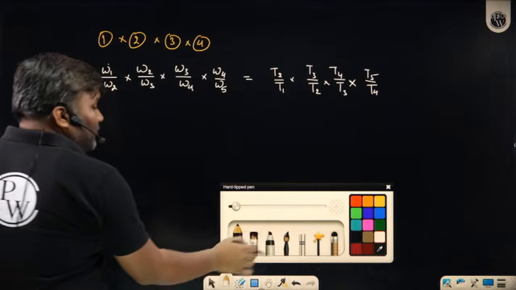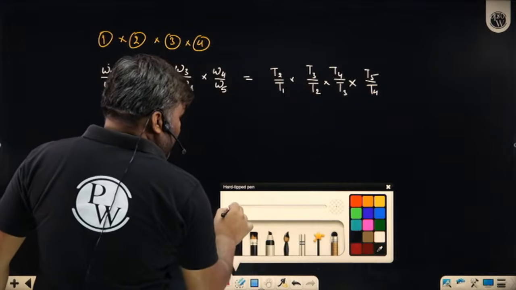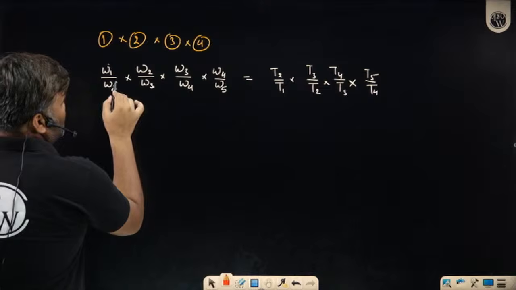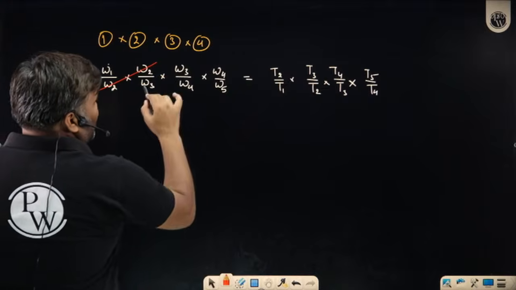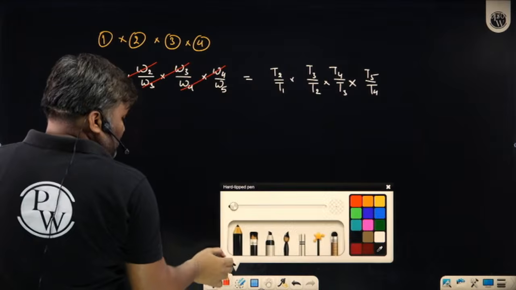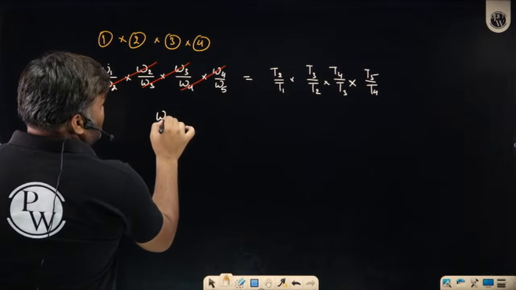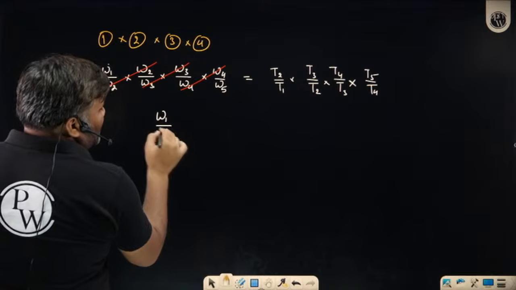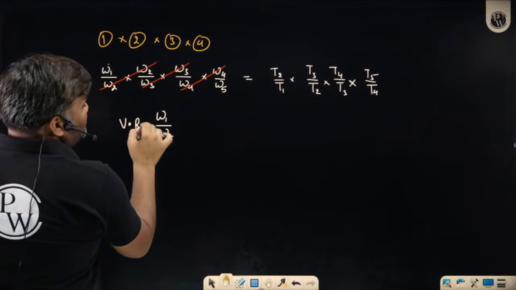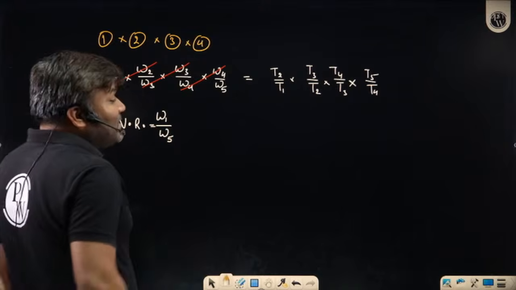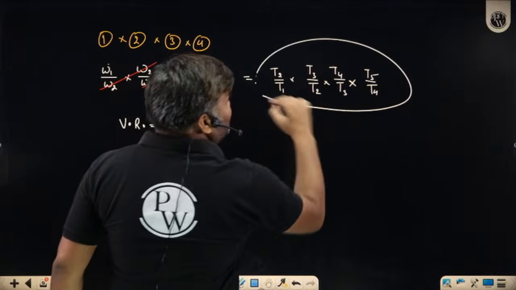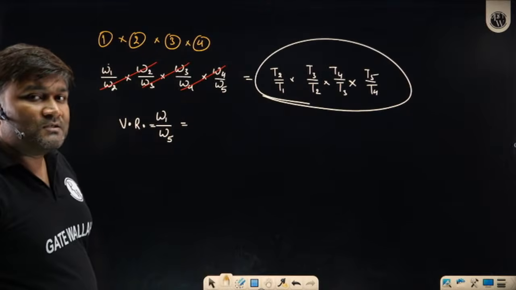I think a few things are getting cancelled. Sir, omega 2 gets cancelled here. Omega 3 gets cancelled, omega 4 gets cancelled. So you are left with only omega 1 by omega 5. This is something you wanted. This is your velocity ratio, omega 1 by omega 5. And it is coming out to be this product of teeth.